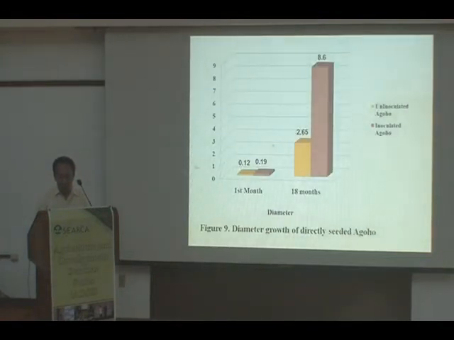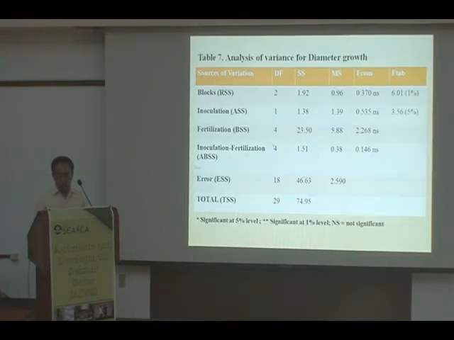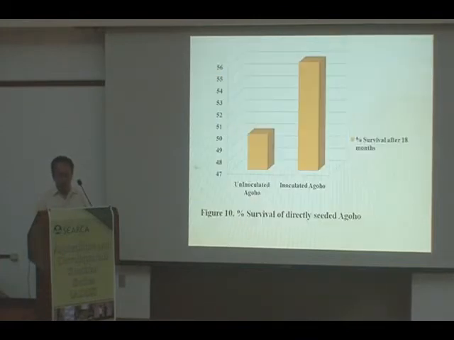Then for the diameter, the same is true for the first month, more or less the same, just a matter of 0.05. Then after 18 months, the gap has widened from 2.65 to 8.6 for inoculated agoho. Then for the analysis of variance, the same with the height, we found out that it is not significant. Then for the percent survival of directly seeded agoho, we found out that inoculated agoho has better percentage survival compared to the uninoculated one.